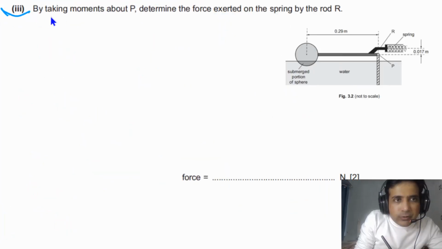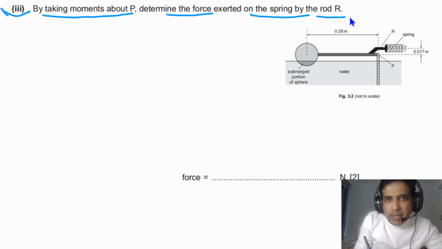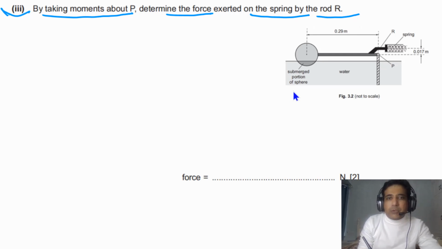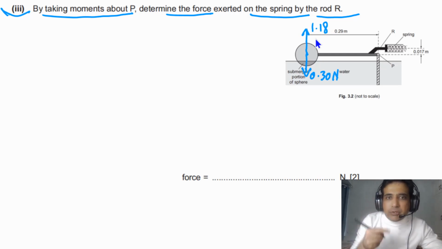For the third part, we need to take moments about P and determine the force exerted on the spring by the rod R. So first of all, we can draw the forces acting. On the sphere, there are two forces acting. One is the weight acting downward, and the value of the weight is 0.30 newtons. Then there is upthrust acting on the sphere as well, and the value of upthrust is 1.18. We have just calculated that in the second part.